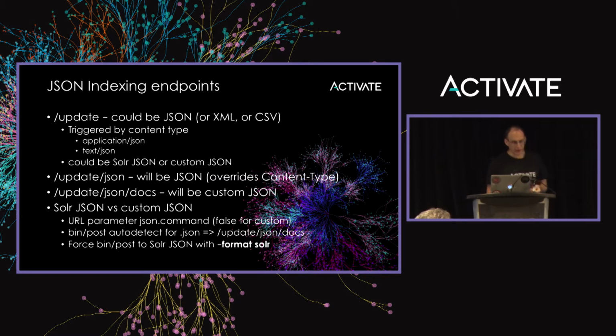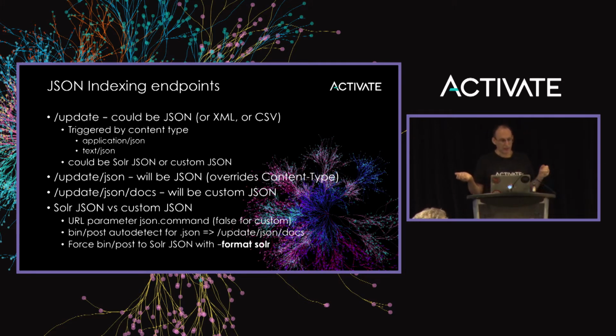All right. There are three indexing endpoints. Only two of them really matter, really distinct, and one of them is kind of wishy-washy. The classic one is /update. That's the one you could send everything to. You could send your JSON, your XML, your CSV. That all goes to that one endpoint, and then it figures out what it is based on the content type. If you tell it that it's application/json as a primary or text/json as a secondary type we recognize, it will say, oh, it's JSON you're sending me. But it still doesn't know which JSON it is. Is it Solr or is it custom?